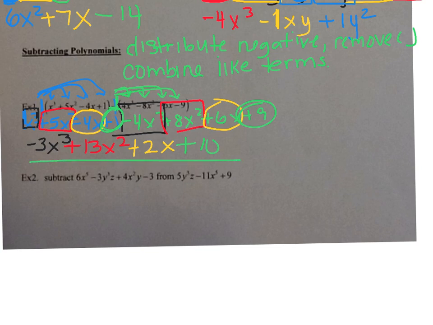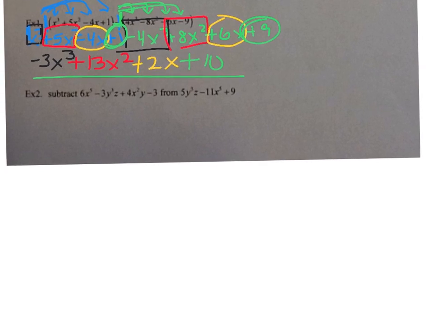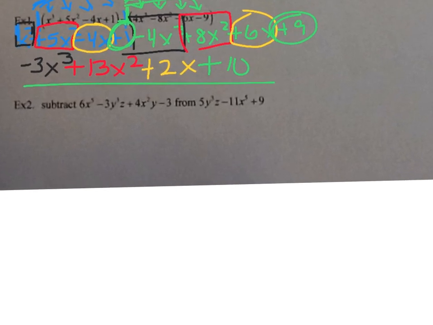All right, so let's take a look at the last one. I'm just going to move everything up. Okay, so it says subtract 6x to the 5th minus 3y to the 3rd z plus 4x squared y minus 3 from 5x to the 3rd z minus 11x to the 5th plus 9. So when you have a subtract and a from, your from always comes first. So I want you to set it up as a subtraction of polynomials. Your from comes first. Your subtract comes second.